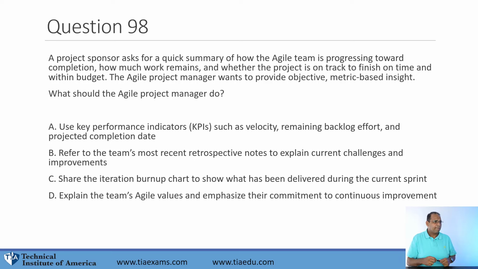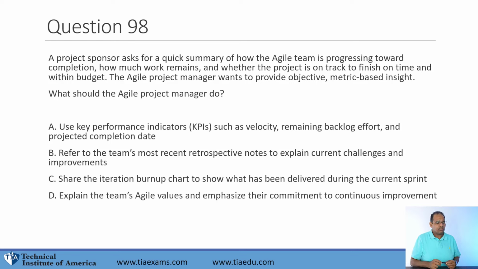Question. A project sponsor asks for a quick summary of how the Agile team is progressing towards completion, how much work remains, and whether the project is on track to finish on time and within budget. The project manager wants to provide objective metric-based insight. What should they do? Use KPIs such as velocity, remaining backlog efforts, project completion dates.